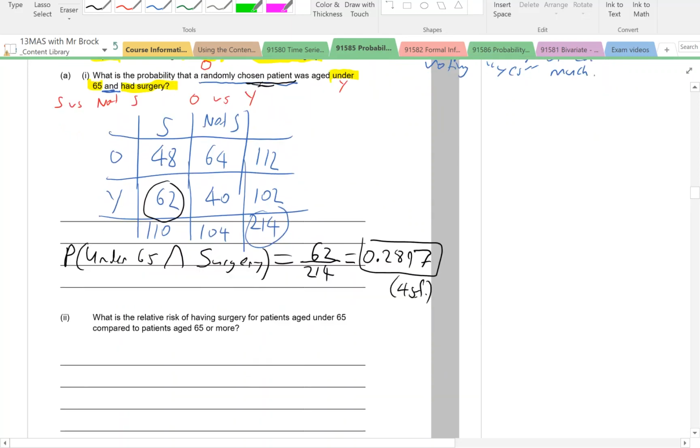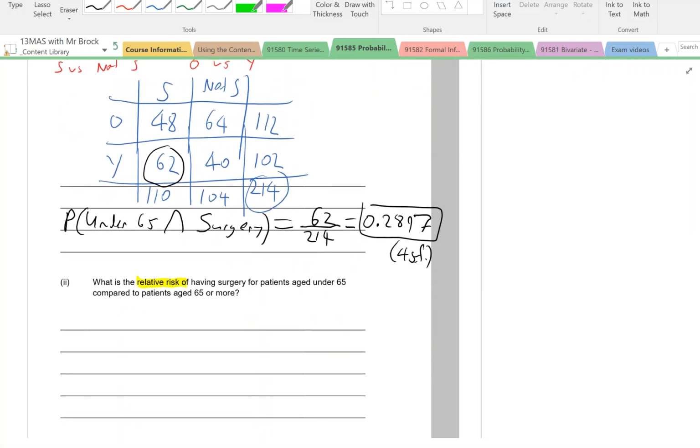Okay, what's the relative risk of having surgery for patients aged under 65? So having surgery for patients aged under 65 compared to patients aged 65 or more. Okay, so we need to think about this for a sec. What this is really saying is how many times as likely is it that a patient under 65 has surgery compared to 65 or more?